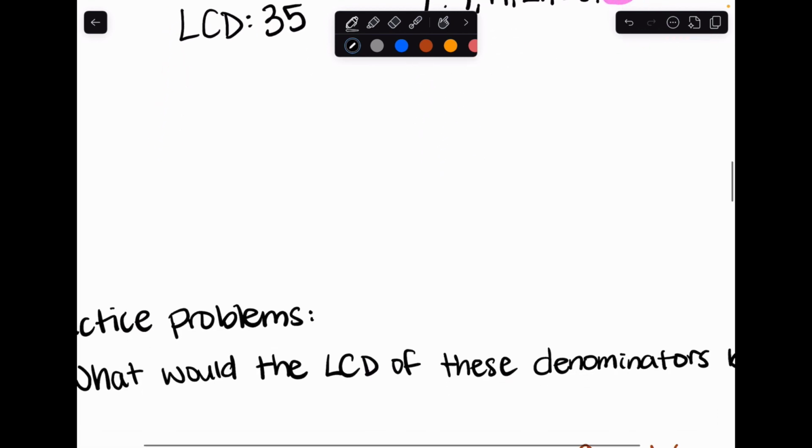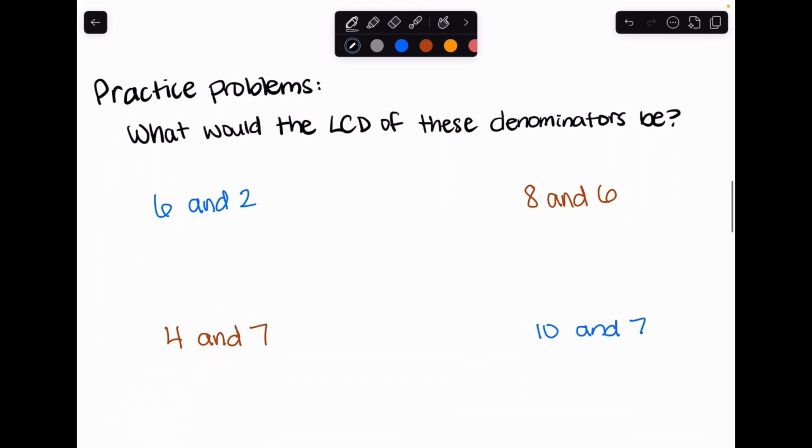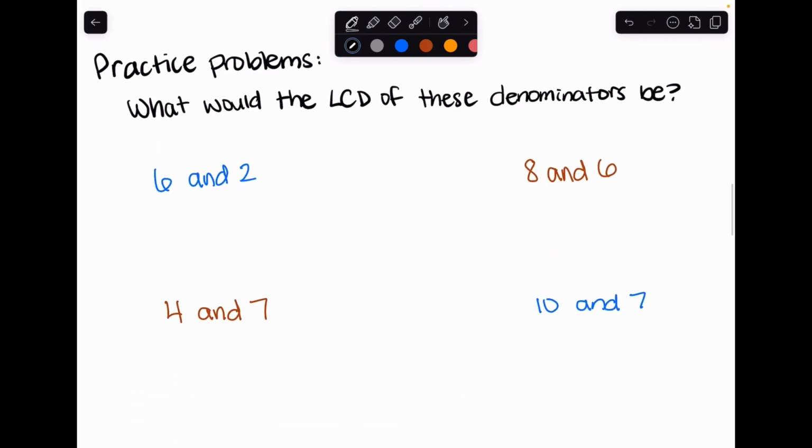All right, I've got some more practice problems down here. If you want to try this on your own, you can go ahead and hit pause and then come back and check your answers with me to see if you got the right answer. I'm going to start with 6 and 2. I'll write those down and list all the multiples, or at least a few.